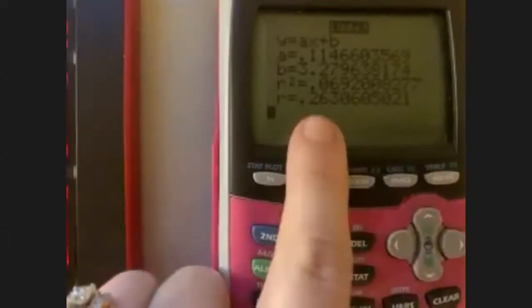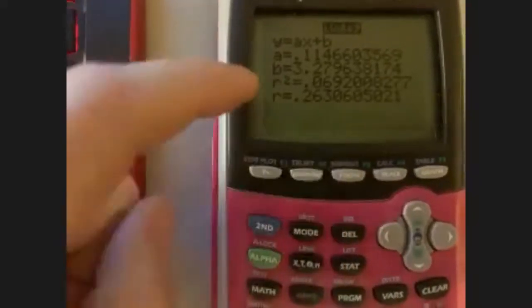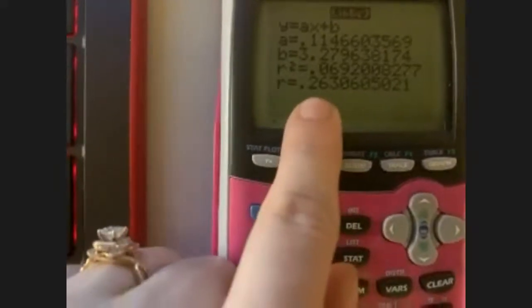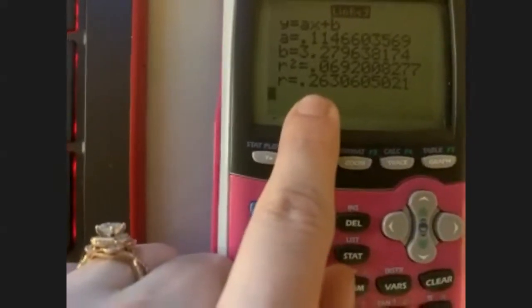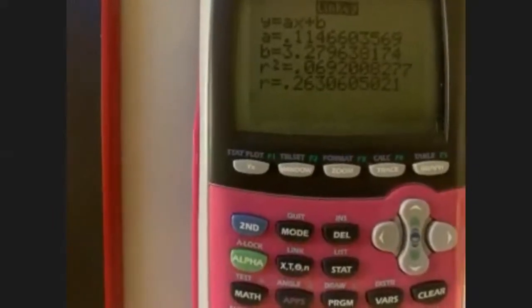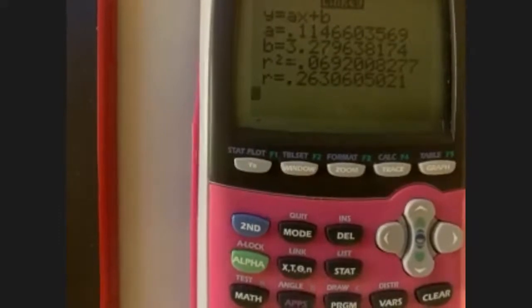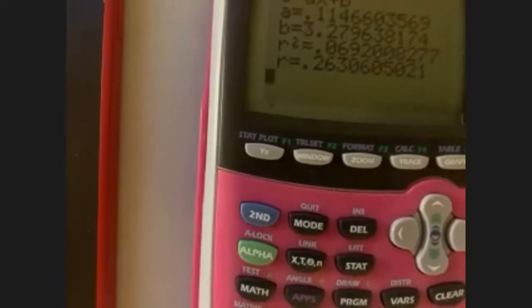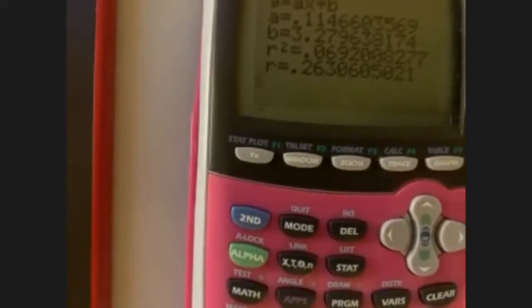Others may have exactly what I had on my screen, which is a bunch of enters that you have to press. Now, here's the deal. Your R value is this very, very bottom one. We're going to be using some of this other stuff later, but for right now, the R value is the very last one down here. So the correlation coefficient for this would be 0.26306, or however many decimal places they ask.